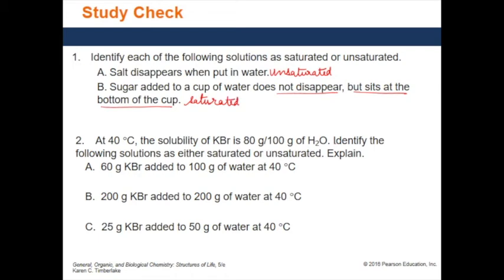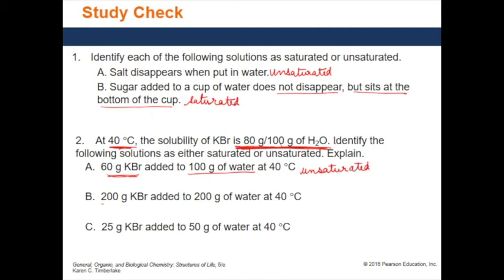Another question is, at 40 degrees Celsius, solubility of KBr is 80 grams in 100 grams of water. Identify the following solutions as either saturated or unsaturated, which means at 40 degrees, you can maximum put 80 grams of KBr in 100 grams of water. So if I have 60 grams of KBr added to 100 grams of water, I have not yet added the maximum amount possible. It is less than maximum, so this solution is unsaturated.